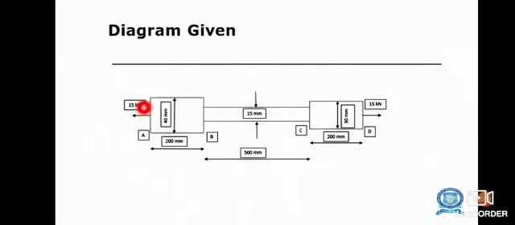Listen. The first portion is AB, the second portion is BC, and the third portion is CD. The AB portion diameter is 40 mm, the BC portion diameter is 15 mm, and the CD portion diameter is 30 mm. The load is a tensile load, a pulling load. The length of section AB is 200 mm, the length of section BC is 500 mm, and the length of section CD is 200 mm. That is the data of the diagram.